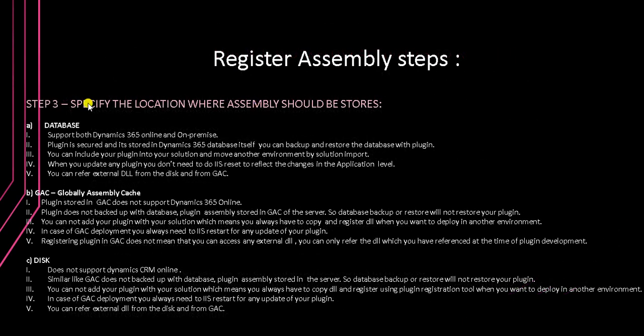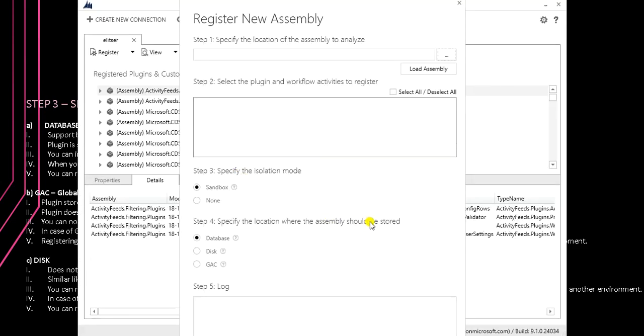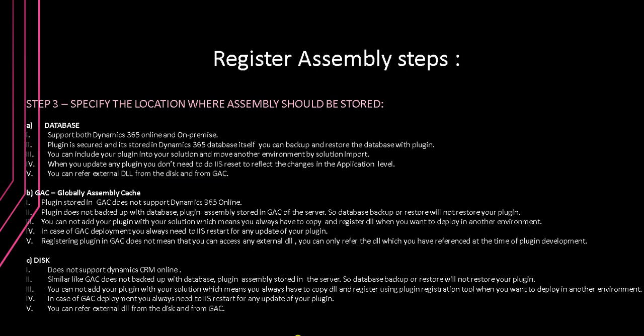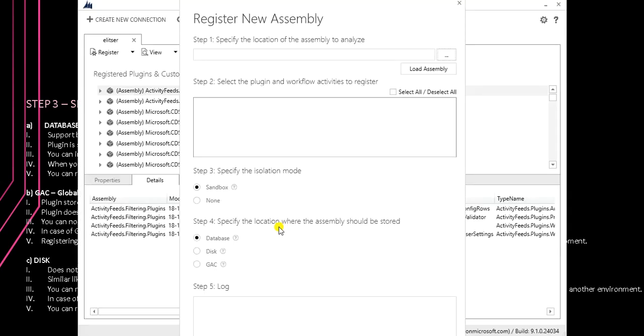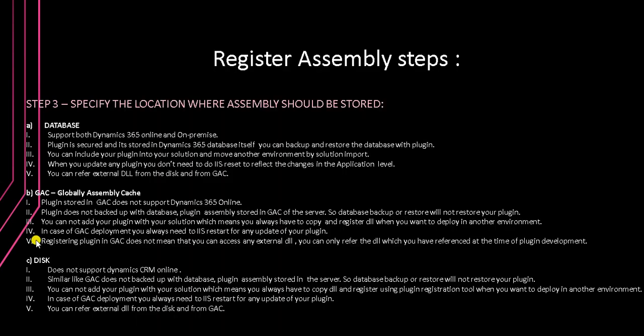Next is the third step, specify the location where the assembly should be stored. We have this option inside the plugin registration tool while registering the assembly. It allows database, disk or GAC. We should know what exactly database, disk and GAC are, because these are mostly asked in interviews. So let's check for it.